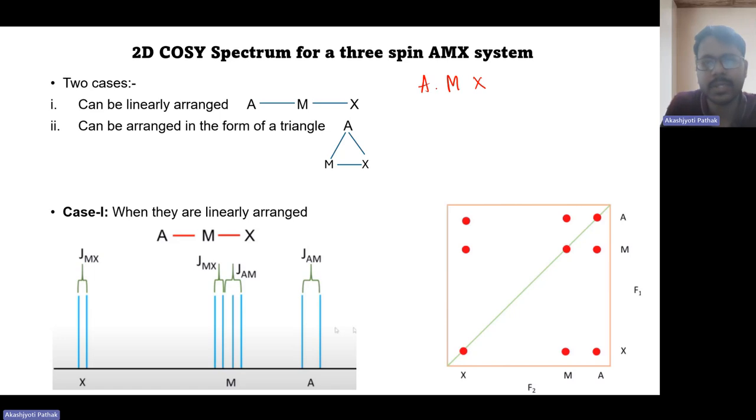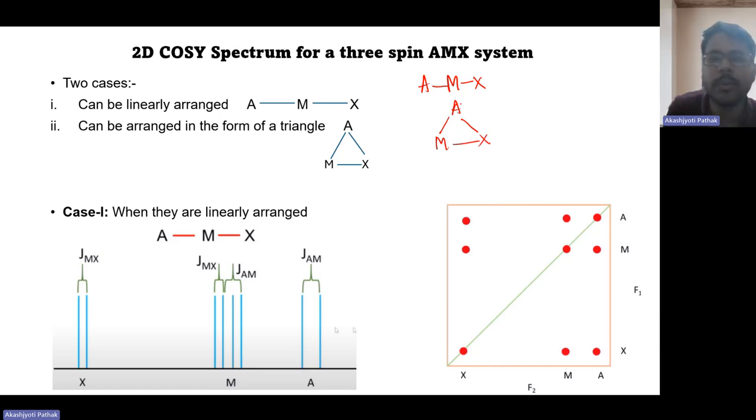Now these three spins can be arranged in two different ways. One is that they can be arranged in a linear fashion, that A is coupled to M and M is coupled to X. Or the other possibility is that each of these can be coupled to the other two. So you can have this system also. This is called a triangular 3-spin AMX system.